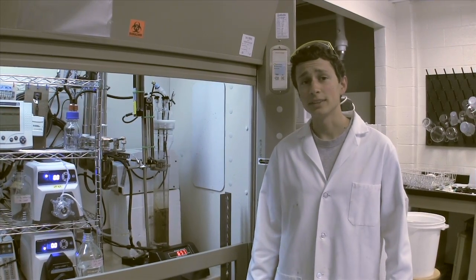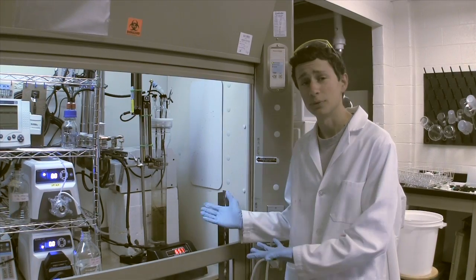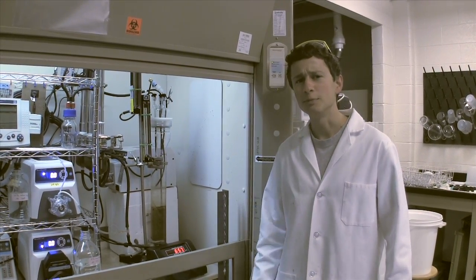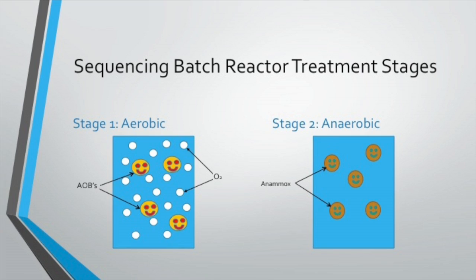The second downstream reactor is the sequencing batch reactor, as shown here. This reactor is made up of tiny, spherical aggregates comprised of both AOBs and anammox. This reactor operates like a batch reactor, with two stages of treatment in each cycle. First is the aerobic stage, in which oxygen is vigorously bubbled up from the bottom of the reactor. This is the condition in which ammonia-oxidizing bacteria thrive. Second is the anaerobic stage, in which there is no dissolved oxygen present.